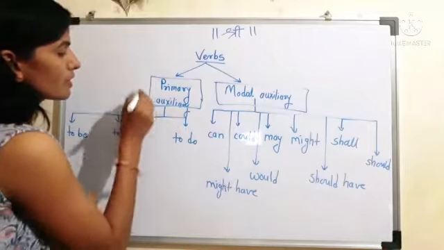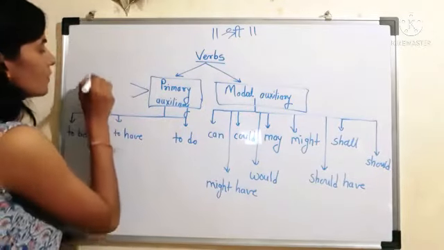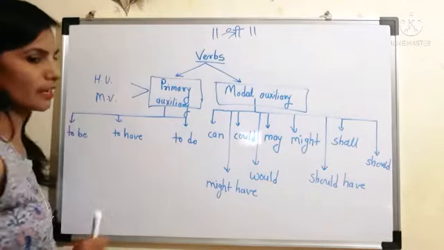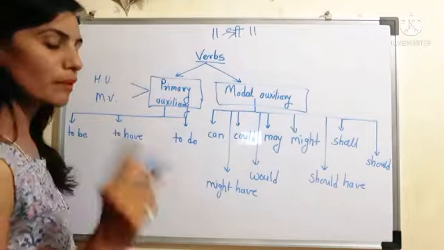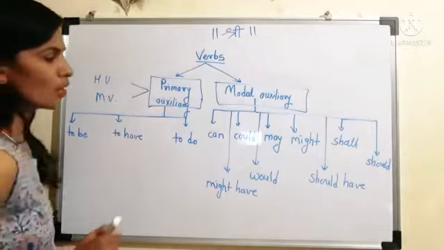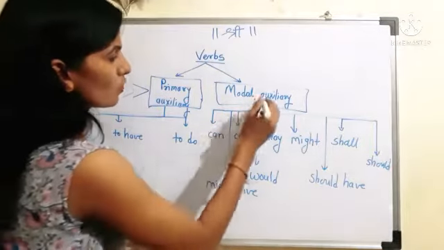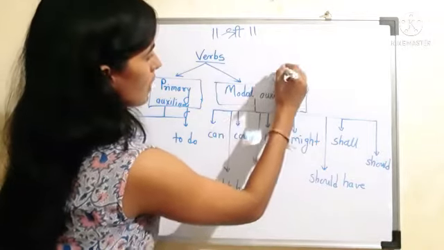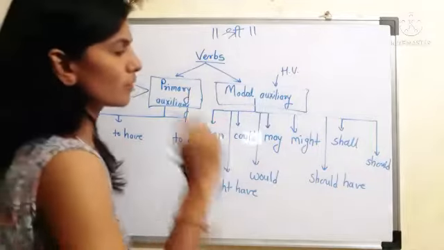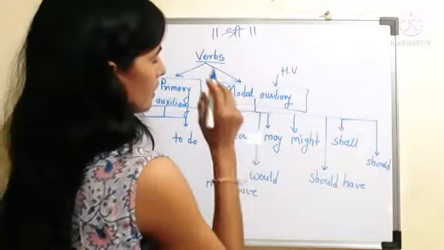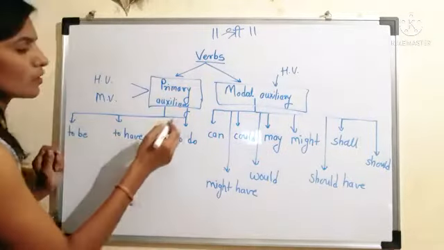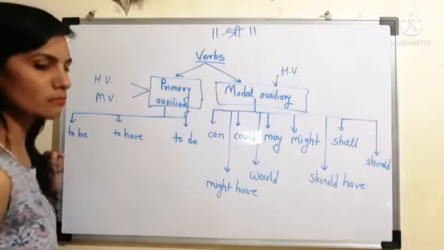See, primary auxiliary means they work as a helping verb and sometimes as a main verb also, right? Sometimes they work as a helping verb and sometimes they work as a main verb also. Because of that we call them primary auxiliary. And what about modal auxiliary? Modal auxiliary verbs work only as helping verbs. We should add a main verb, and because of that we consider these modal auxiliary. So see, again, primary auxiliary is categorized mainly into three parts.